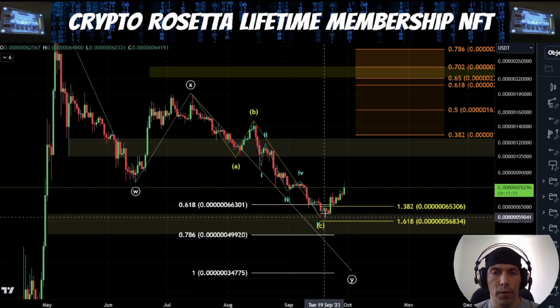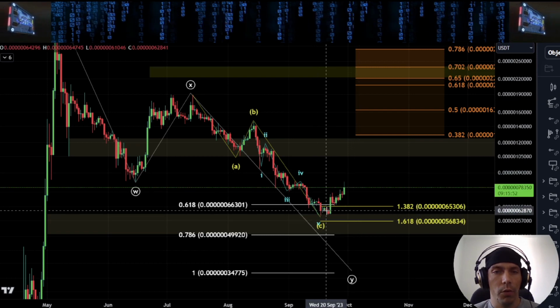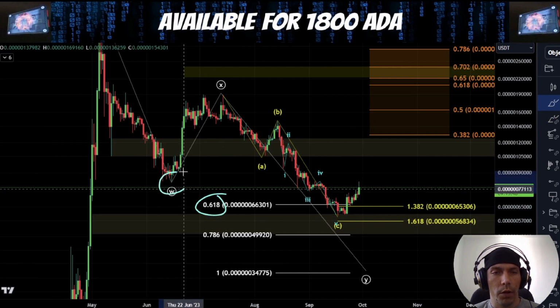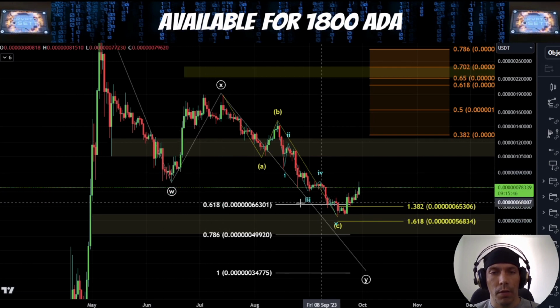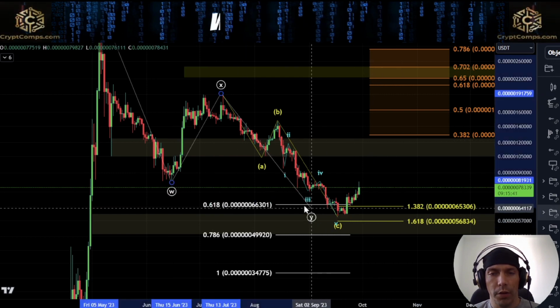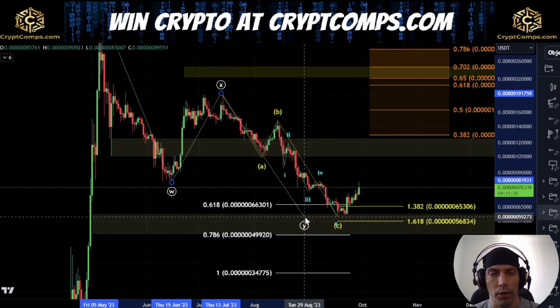We're going to have to track this to see if this continues into something bigger, because technically speaking, we have come down to this 0.618 of this W wave here. Now this means that this is a minimum requirement that we typically look for in the Y wave. So it's possible that this Y wave could actually look to complete into this low.